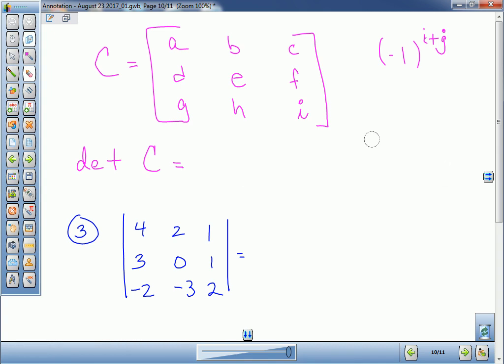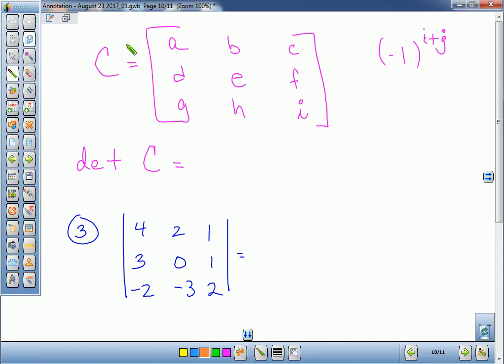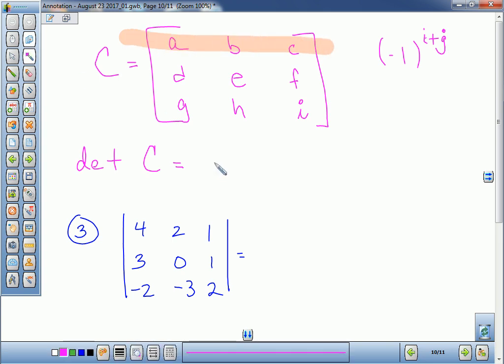How would we find the determinant? Okay, so the cross product thing isn't really going to work for us here. So what we do to find the determinant is we would pick a row. And as we pick the row, let's say we picked this row right here, we would start off with an A, a B, and a C.